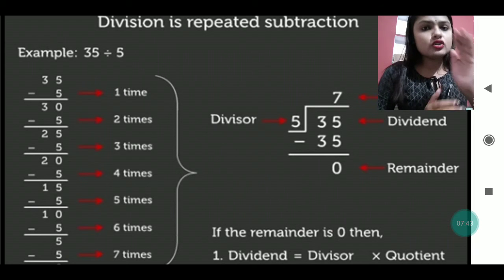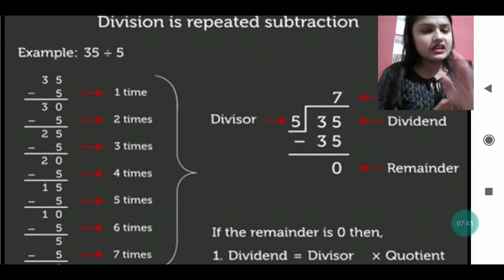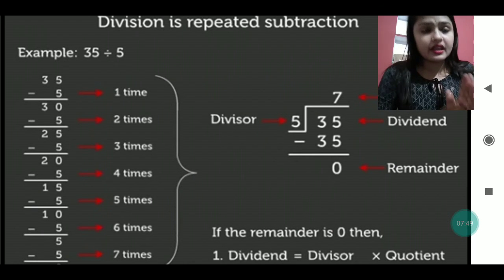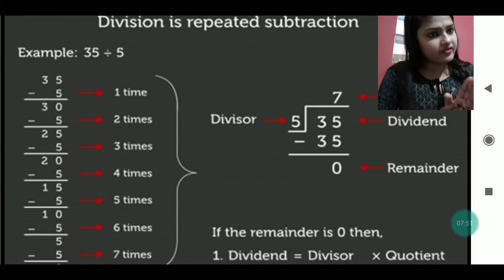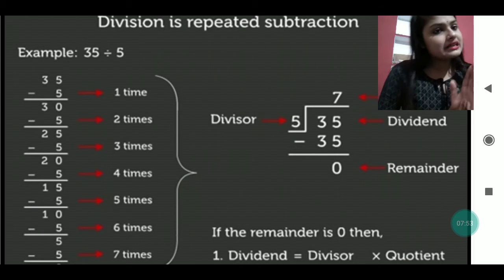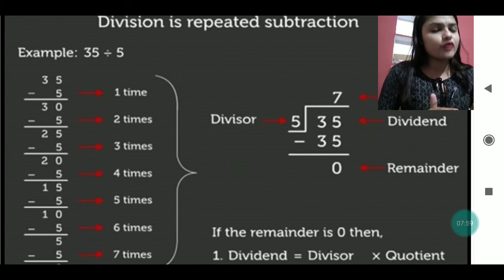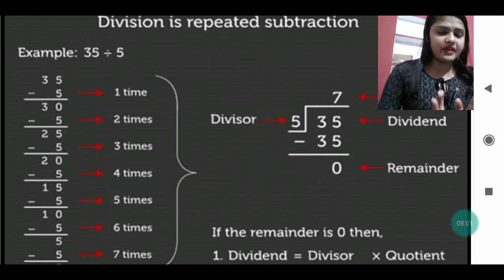So 35 minus 5, 30. Then 30 minus 5, 25. 25 minus 5, 20. 20 minus 5, 15. 15 minus 5, 10. 10 minus 5, 5. 5 minus 5, 0. So like this we follow the process of repeated subtraction.